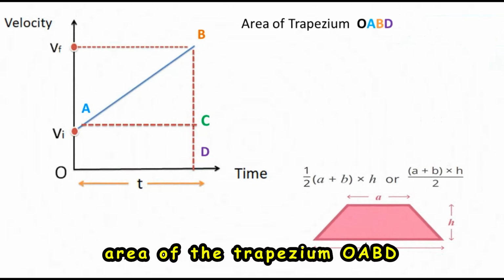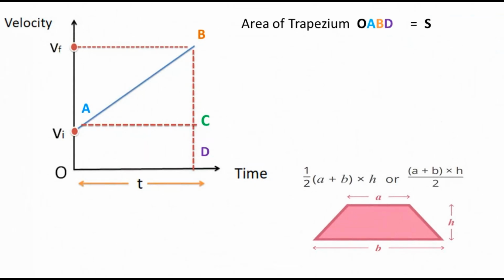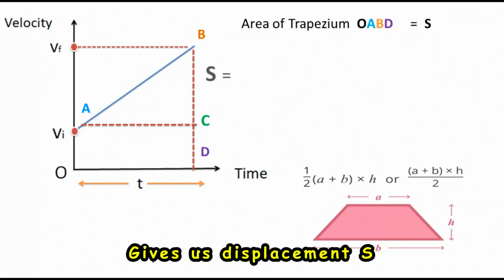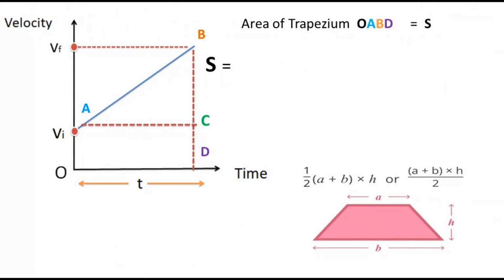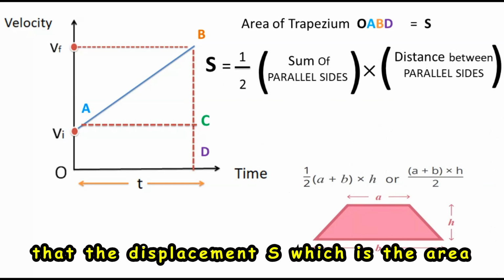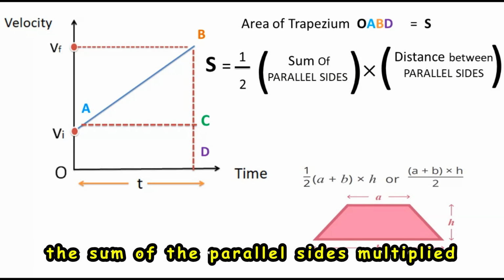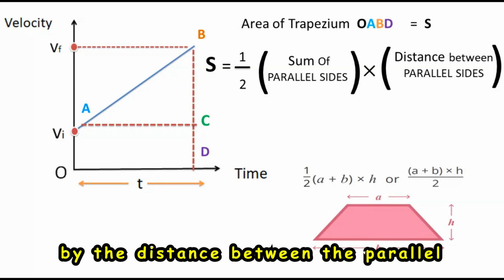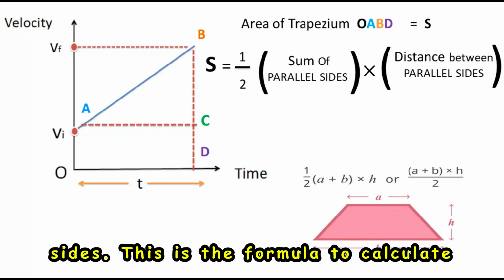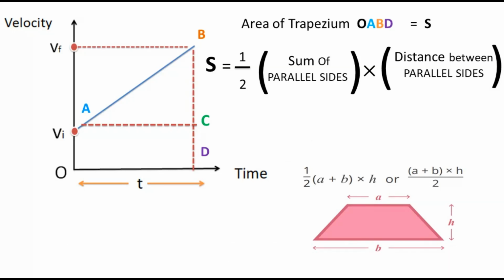Area of the trapezium OABD gives us displacement s. So by writing this formula, we can say that the displacement s, which is the area of this velocity time graph, equals the sum of the parallel sides multiplied by the distance between the parallel sides. This is the formula to calculate the area of a trapezium.